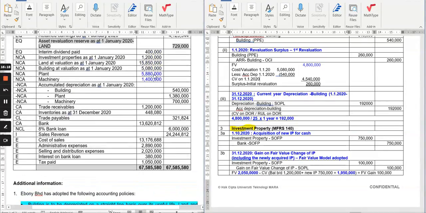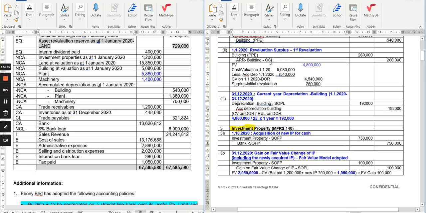The carrying value is not 5080, but the carrying value will be 5080 minus 540,000. So that is being done here. 5080 minus 540, you have 4540 or 4.54 million. That is the carrying value on the date of revaluation. I put here DOR, date of revaluation. And when you do that, you will have a surplus, which is the initial revaluation, 260,000. So that is how you get it.